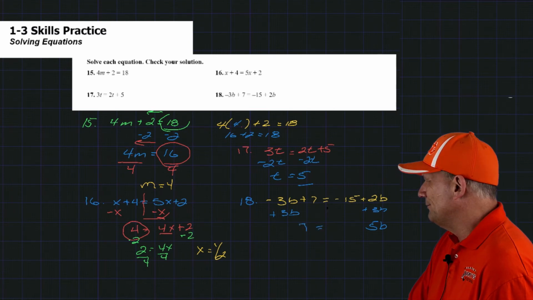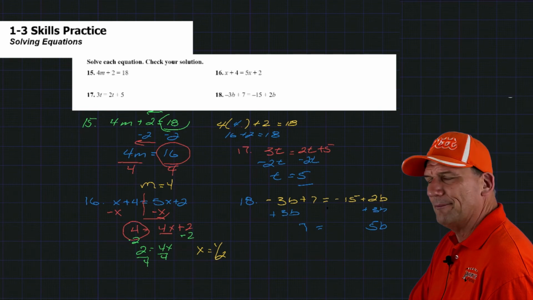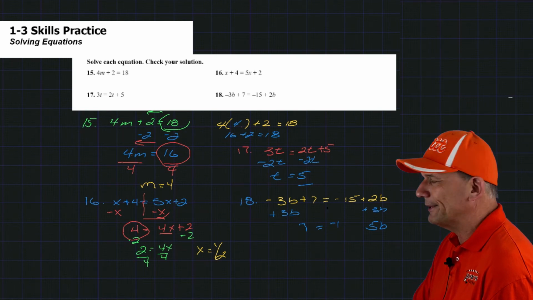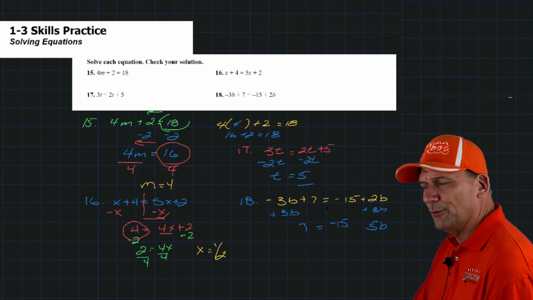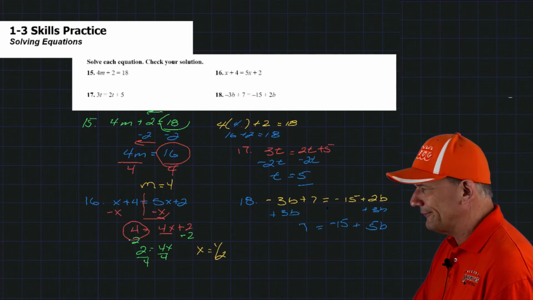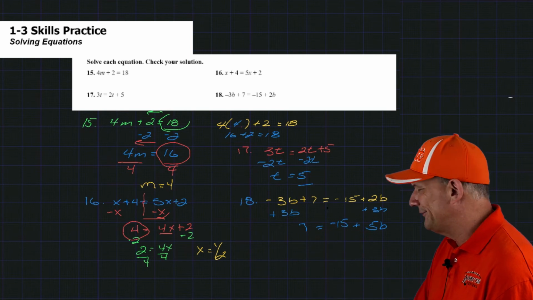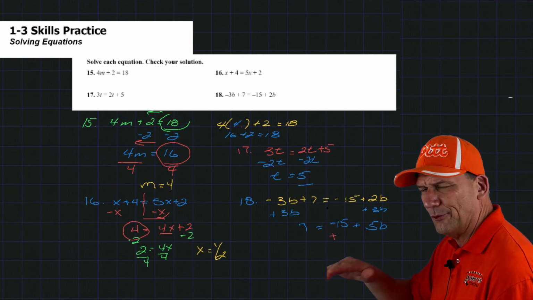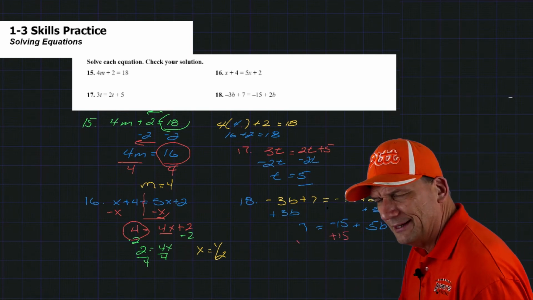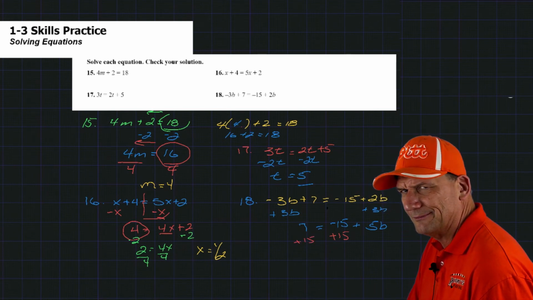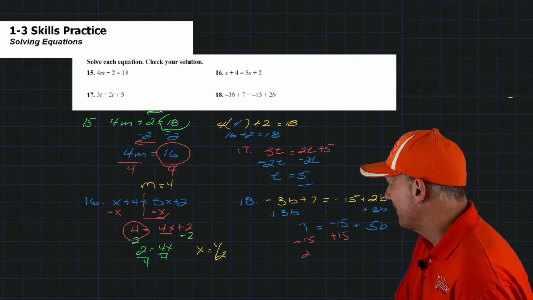You got 22 over 5b equals 5b. We're going to divide by 5, and 22 over 5 is your answer. And leave it like that. Don't make it a mixed number. We're beyond that. Don't put 4 and 1/5 or whatever it is. Just leave it 22 over 5. That's what you do. Okay.